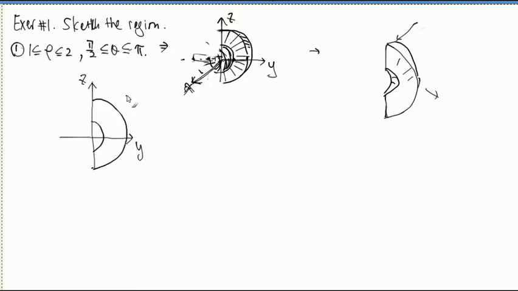This is where rho is between 1 and 2, right? This is where phi equals 0. This is where phi equals pi over 2. This is where phi equals pi.